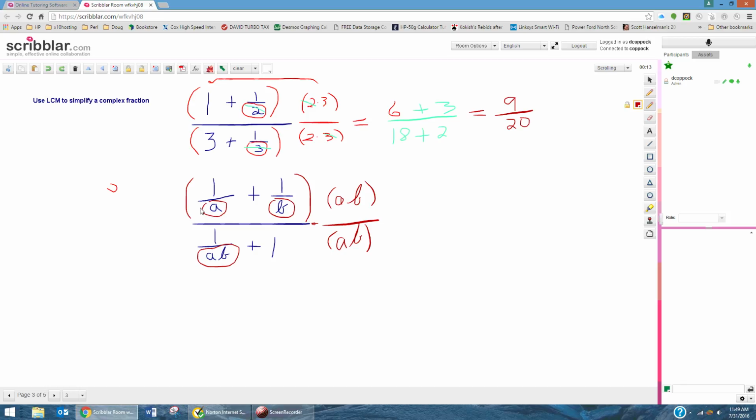AB times 1 over A, the A's cancel out. And I'm just left with this factor of B. B times 1 is B. When I take this AB times the 1 over B, the B's cancel out. And then A times 1 is A. When I take this AB times 1 over AB, both factors cancel out. So I'm left with 1 times 1 is 1. When I take AB times the 1, put this in parentheses for emphasis, I get AB.